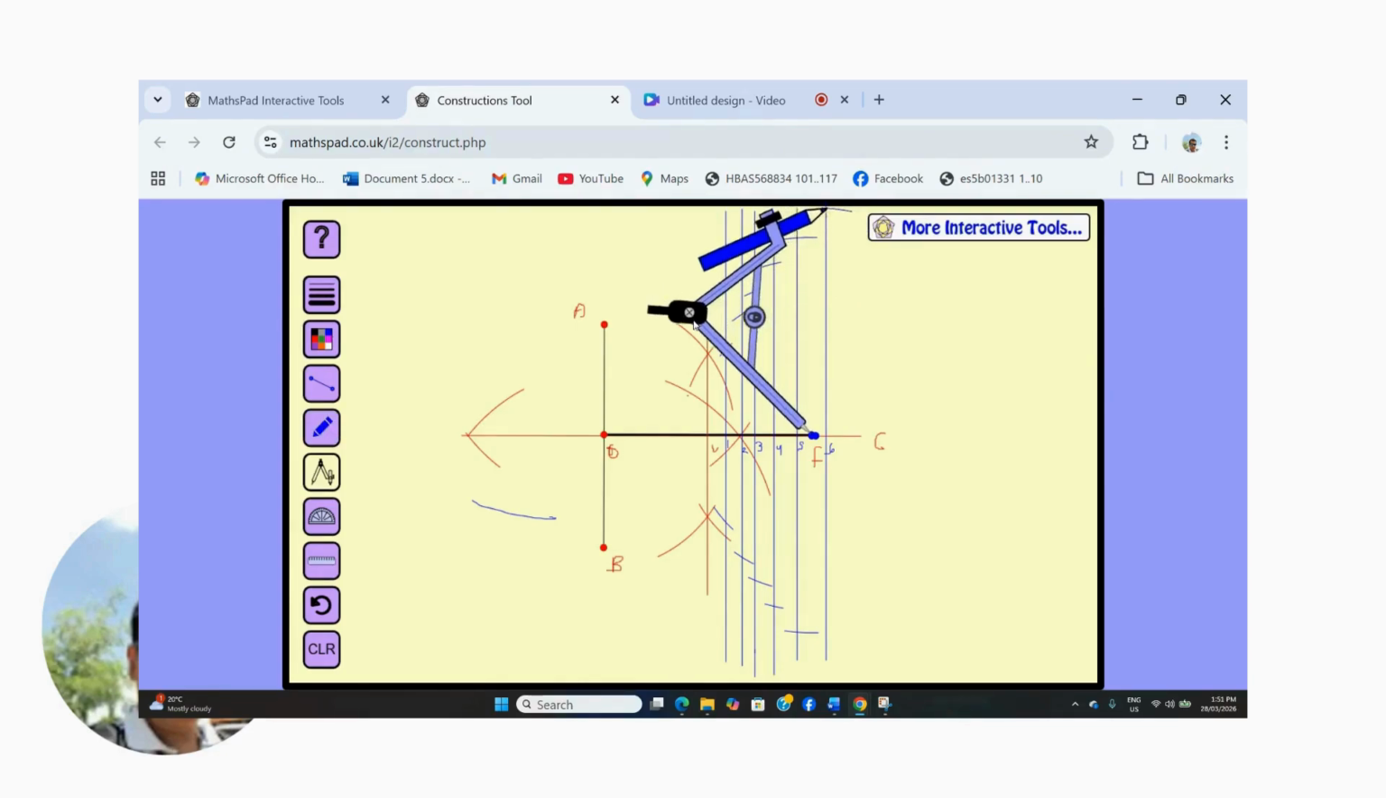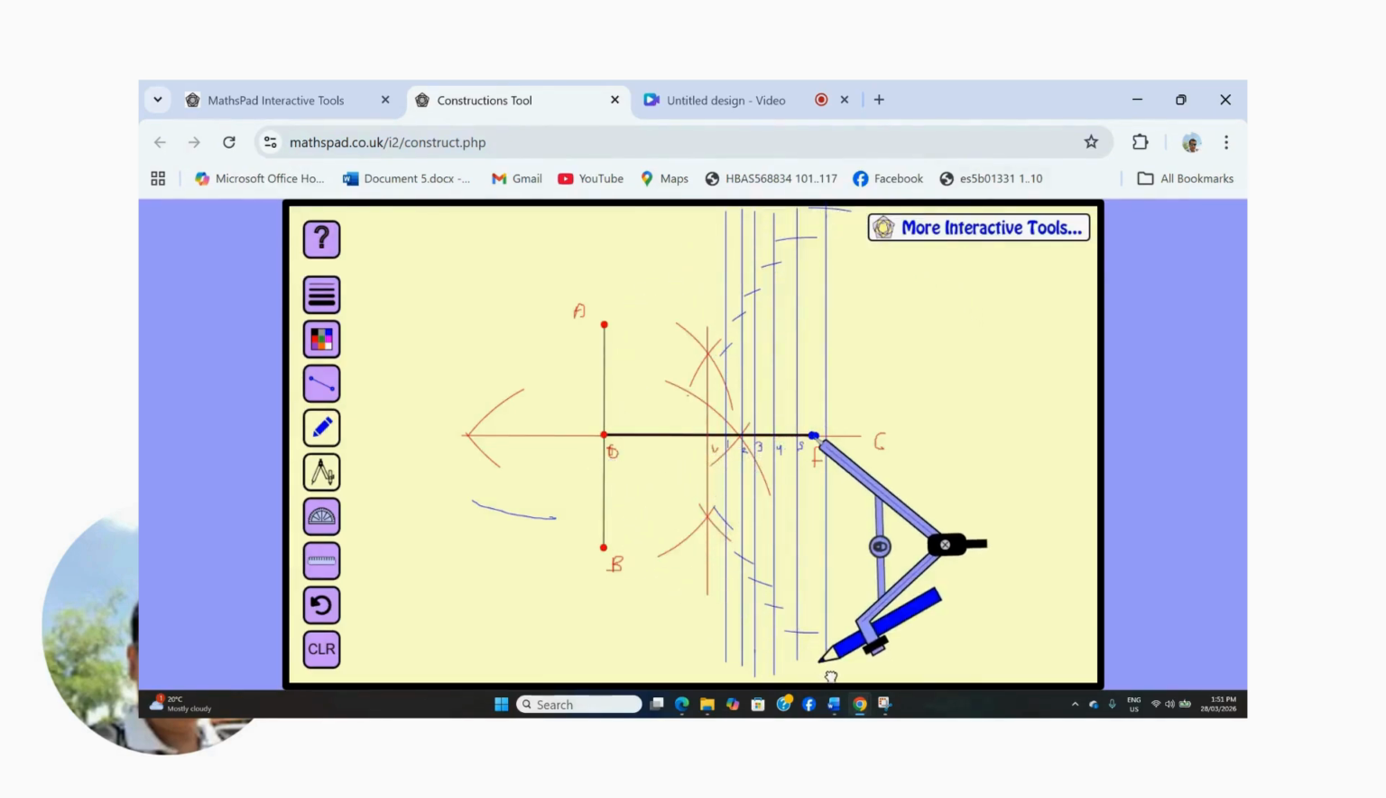Here I have constructed only 6 lines as a construction, so I will get only 6 points. But if you have constructed more than 6 lines, then you will have more than 6 points.